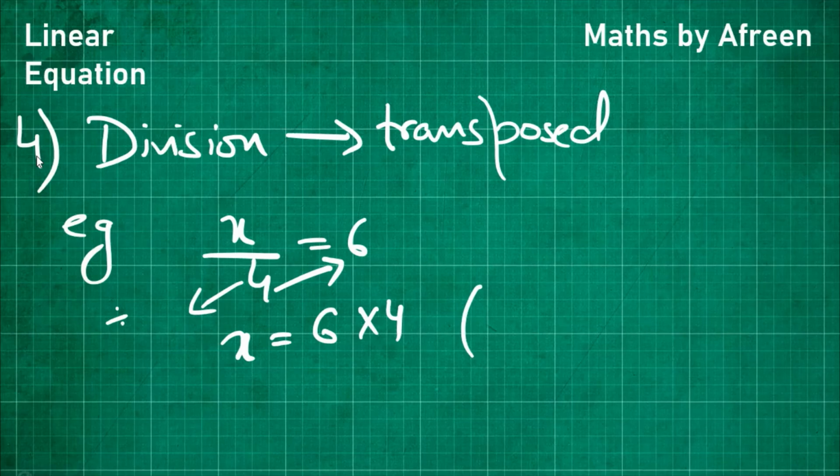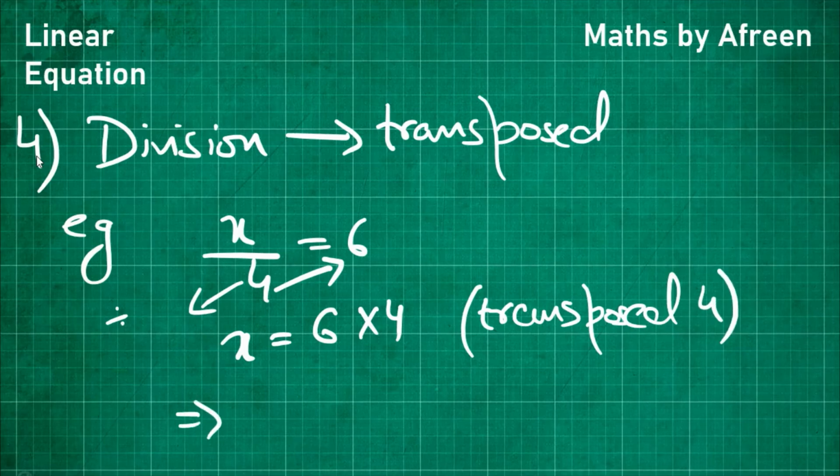What we did here, we transposed 4 here. Like this, we will get the answer x equals to 24. We can also call this cross multiplication.